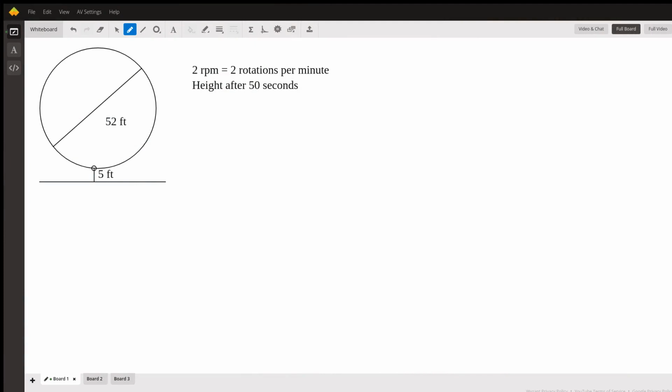Okay, so for this problem, we have a Ferris wheel that is 52 feet in diameter and turning at a rate of 2 rotations per minute. We also know that the Ferris wheel is 5 feet off the ground, so now we have this diagram. The problem asks, what is the height of the passenger after they have been rotating around the Ferris wheel for 50 seconds?